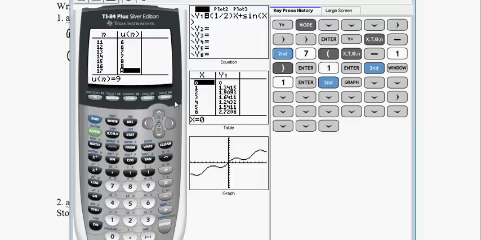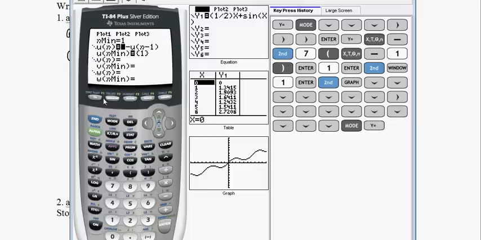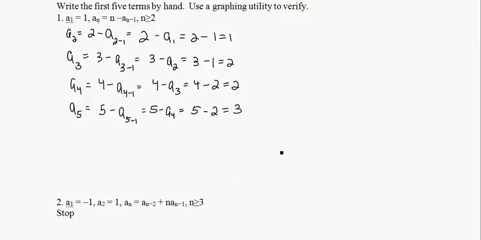Okay, that's a pretty neat recursive sequence. So here's all the keys that I pressed. The main one is that you want to make sure that you put it in sequence mode, and that if you're talking about the u function, you use second 7, and if you're talking about the v function, you'd use second v. And you have w, and that's it. So there's only 3 functions, u, v, and w. Okay, let's look at our second recursive sequence. So let's just scroll down here.